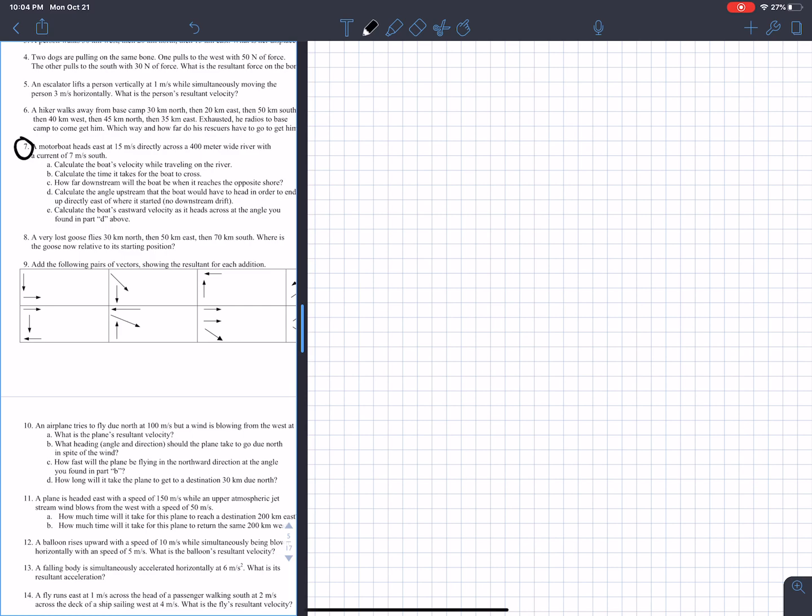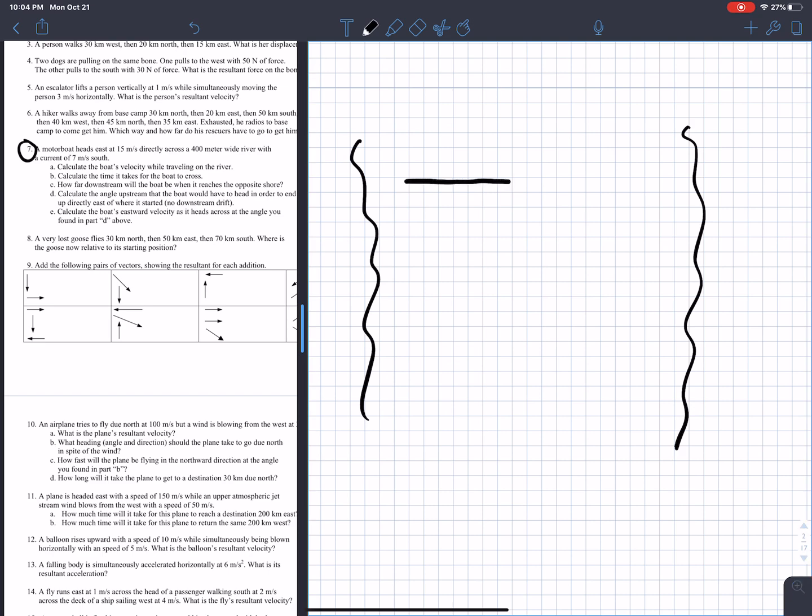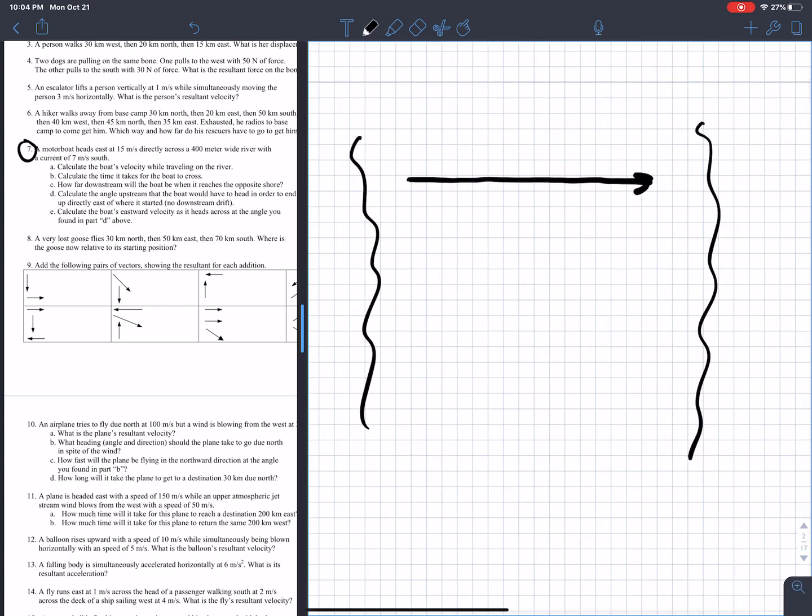So, you got a river. All right, so right here, you've got your river. And we know that the boat is going to head across the river. So if it's going to head across the river, I'm just going to put my vector across the river like this. And it's going to head across the river at a velocity of 15 meters per second.